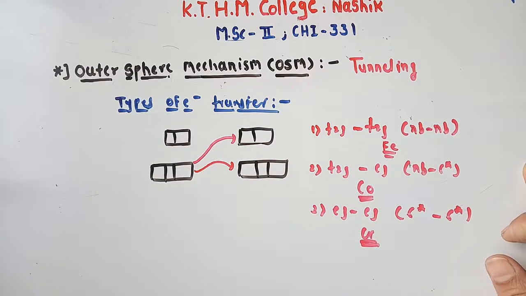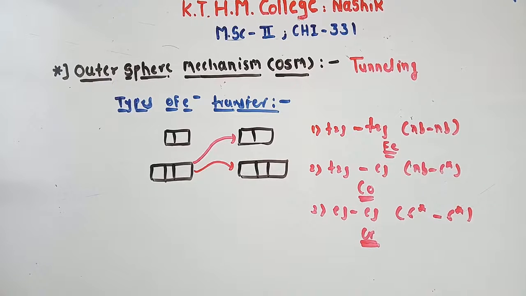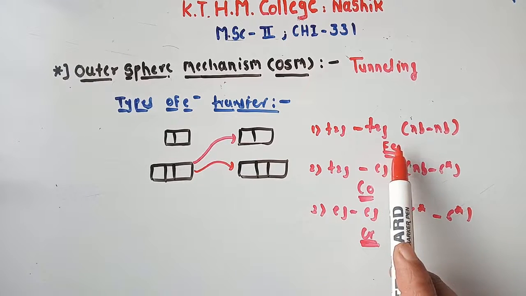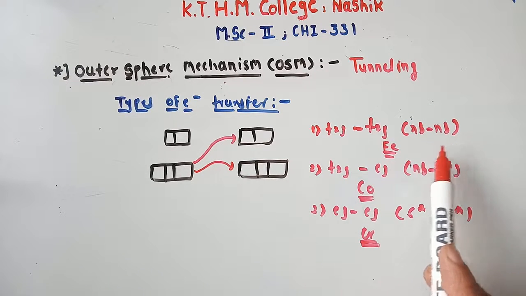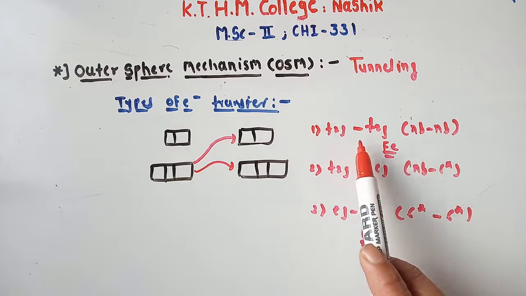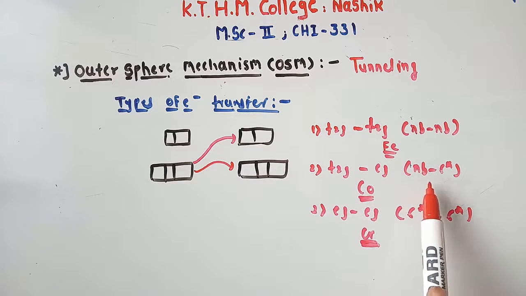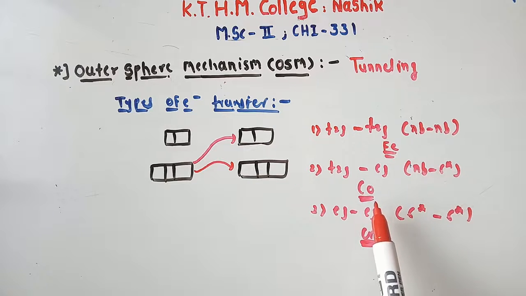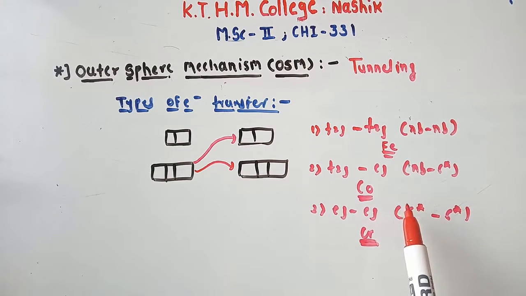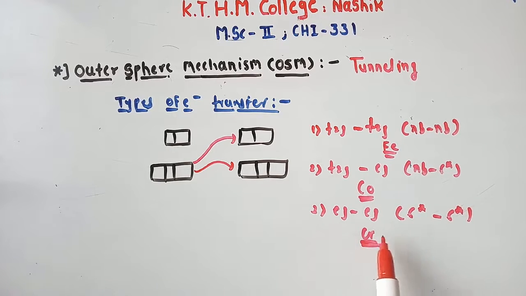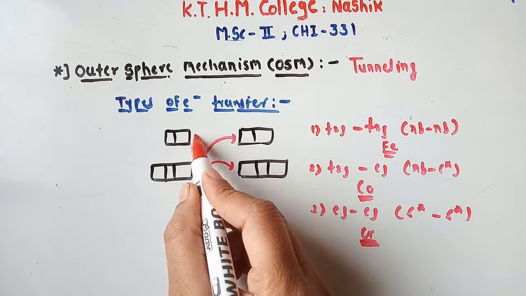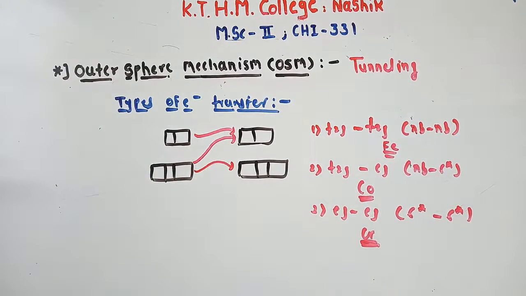These are the three types of electron transfer which are most important. T2g to T2g, that is non-bonding to non-bonding: all Fe complexes show such a transition. Second, T2g to Eg, non-bonding to sigma star: all cobalt complexes show this transition. Third, Eg to Eg, that is sigma star to sigma star: all chromium complexes show this transition.